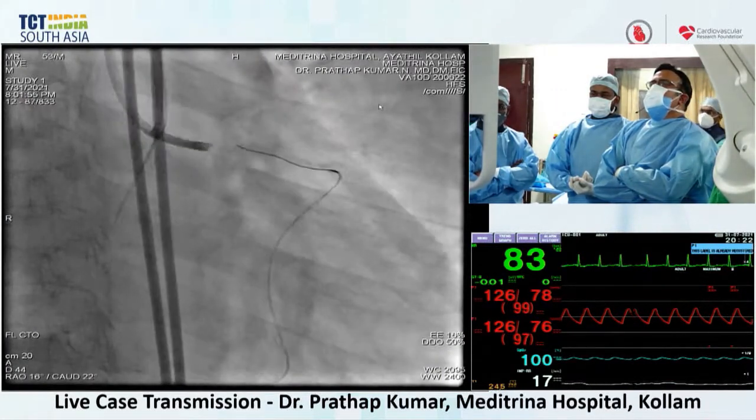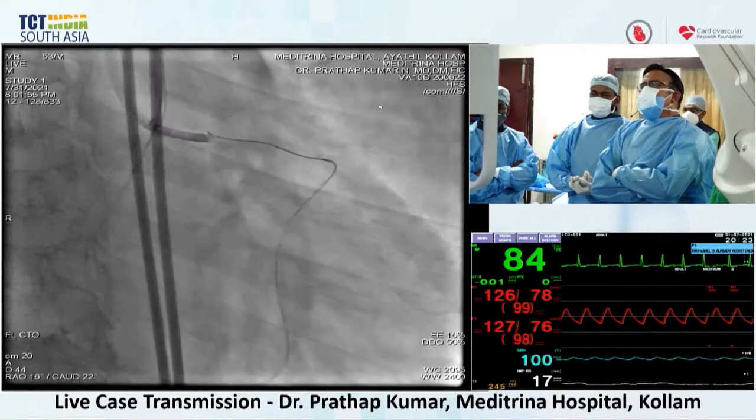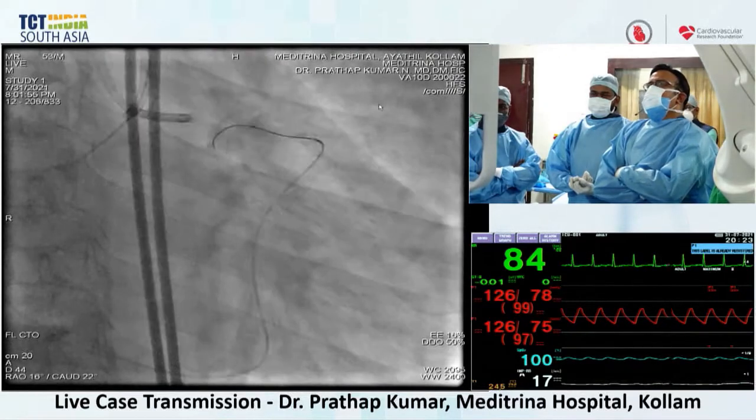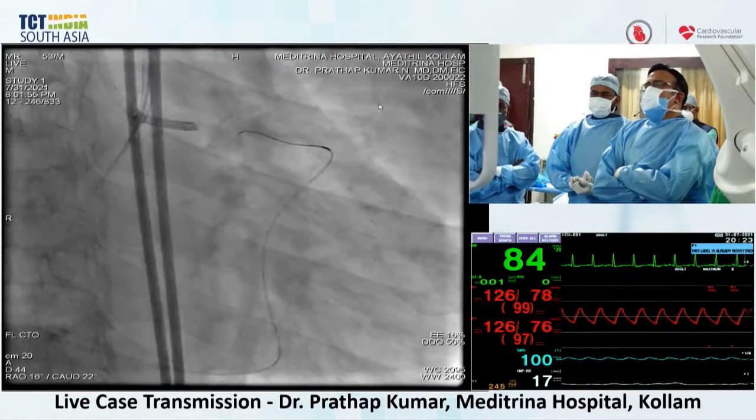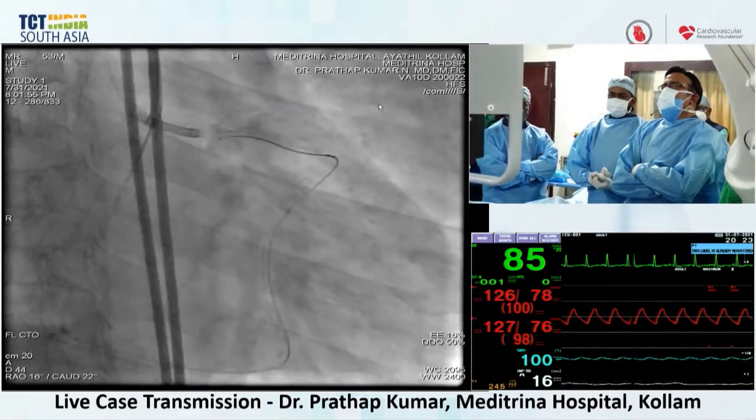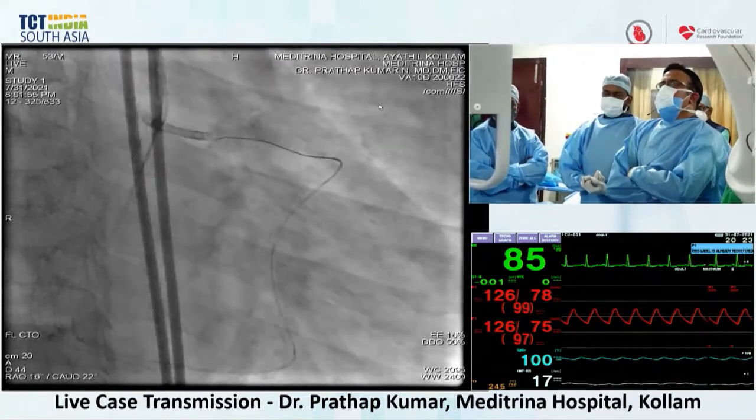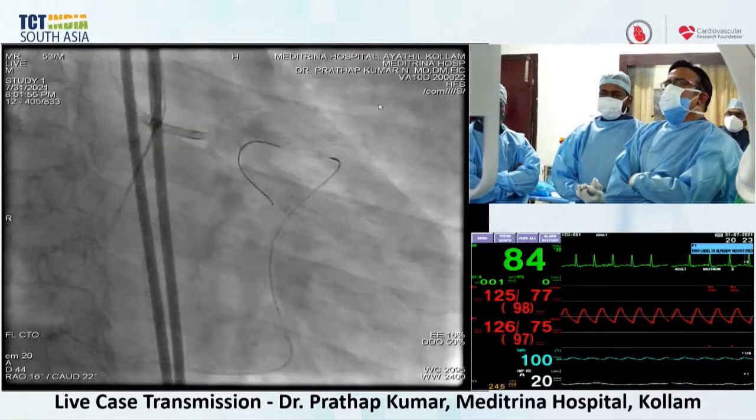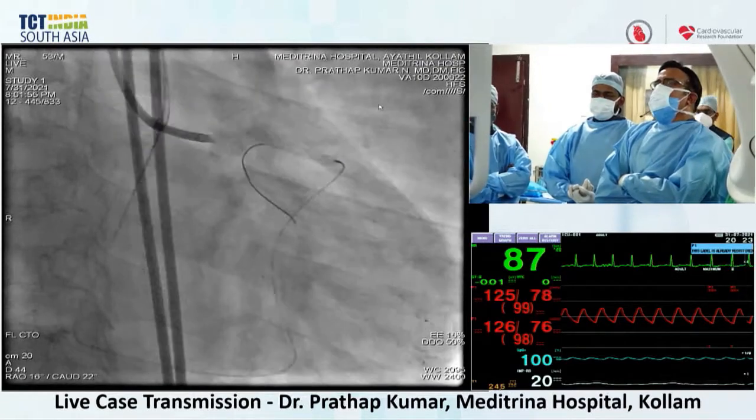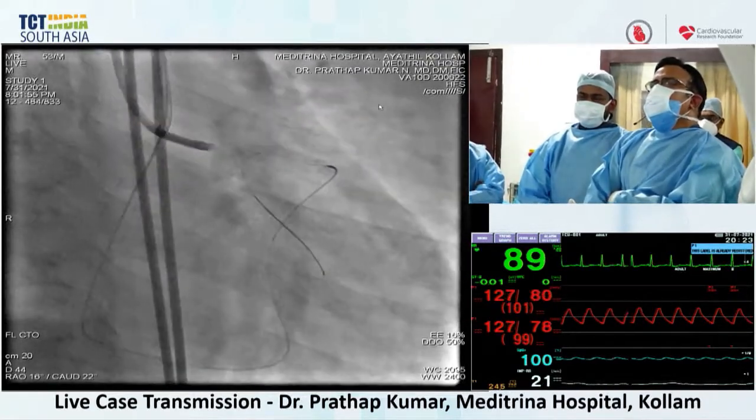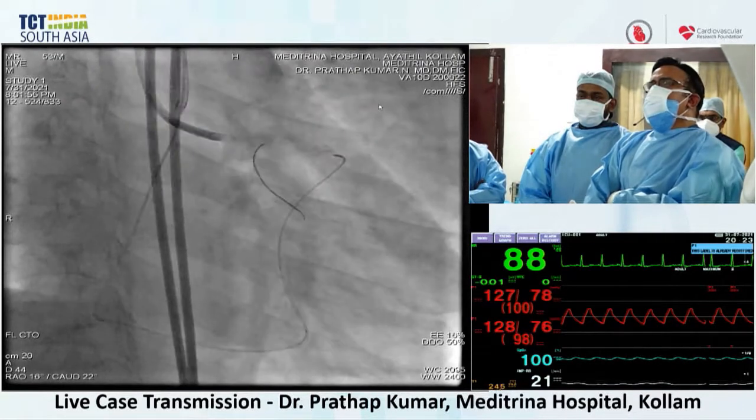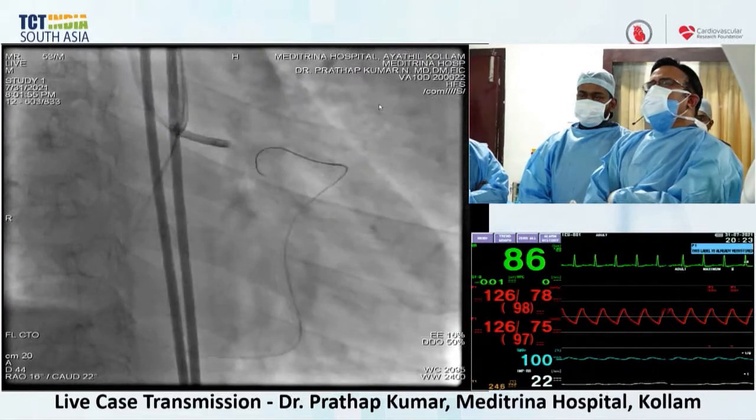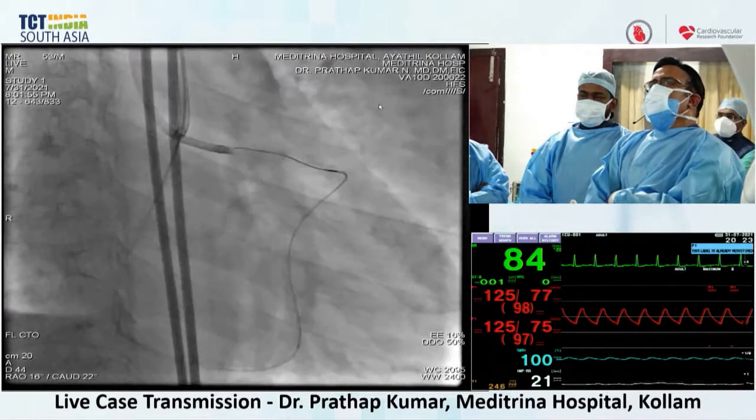I understood I have to check. I can even put the wire into the circumflex artery and take the microcatheter down. That is also a possibility. I put the microcatheter down and then push the Caravel antegrade. Then I took the wire into the direction which I wanted.